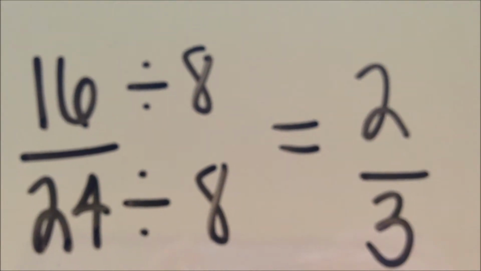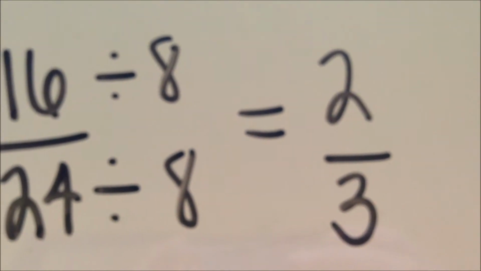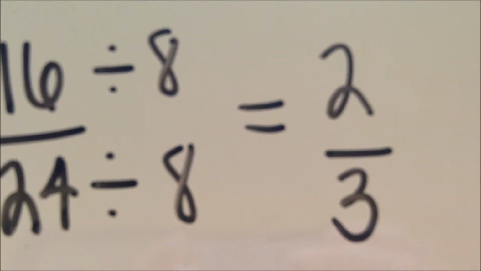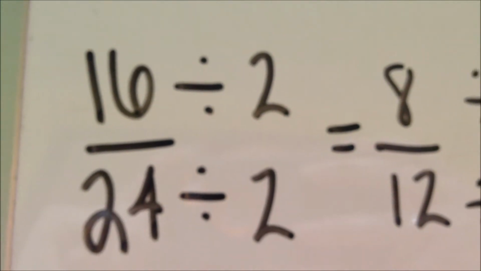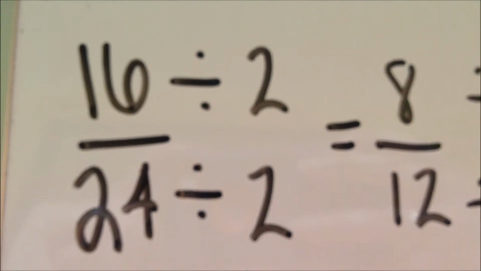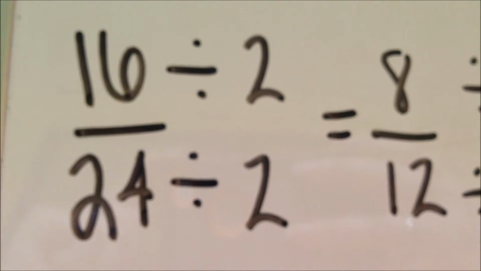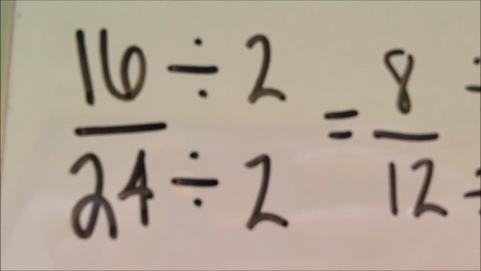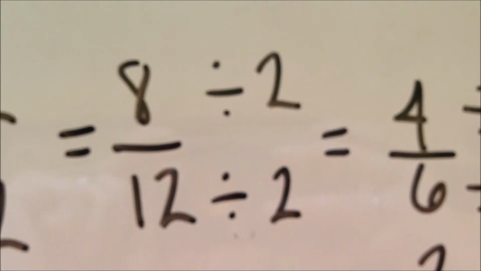Well, you may have immediately thought of the GCF amongst 16 and 24. It is 8. If you divide 16 and 24 both by 8, you end up with 2/3, which is simplest form. Now, if the only number you could think of was 2, and you divided 16 and 24 by 2, you end up with 8/12. There's no problem with that, but just know or recognize that 8/12 can be further simplified. 8/12, you could divide that by 2 as well. So we end up with 4/6.